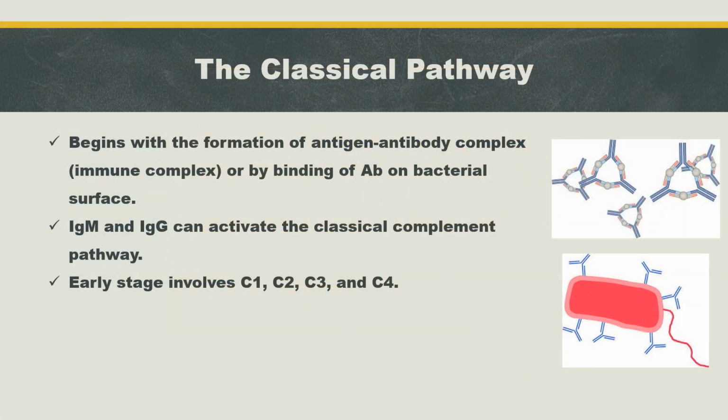The classical complement activation pathway commonly begins with the formation of a soluble antigen-antibody complex, or immune complex, or with the binding of antibody to antigen on a suitable target such as a bacterial cell. Here this is the bacterial cell, and the antibody is bound to it. Here this is the soluble antigen-antibody complex or immune complex. This is the antigen.